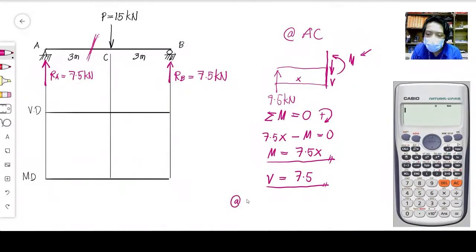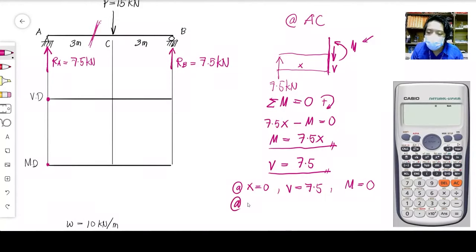Okay, so let us also evaluate. At x equal to 0, meaning at this point, when x is equal to 0, your value of the shear is equal to 7.5. And then the value of your moment is equal to 7.5 times x. But since x is 0, your moment is 0.